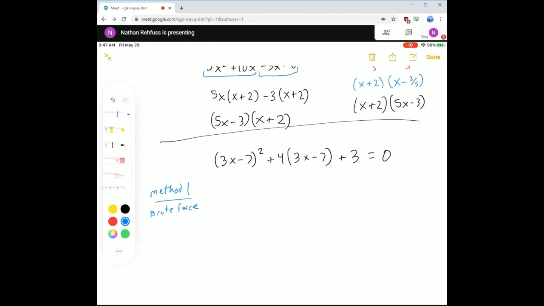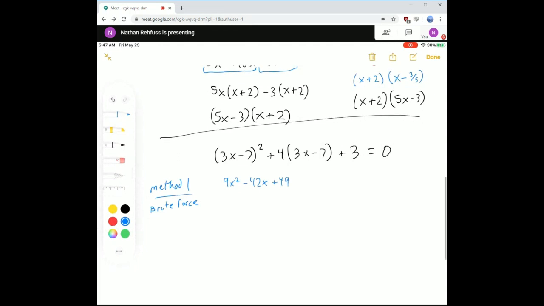So 3x times 3x is 9x squared minus 7 times 3x. So that'll be negative 21x. We'll have 2 copies of those inside and outside. So we'll have negative 42x. Last, negative 7 times negative 7 is a plus 49. That's the first three terms. Next, I distribute the 4 to 3x minus 7. So 4 times 3x is 12x. 4 times negative 7 is negative 28. And last, I have a plus 3.